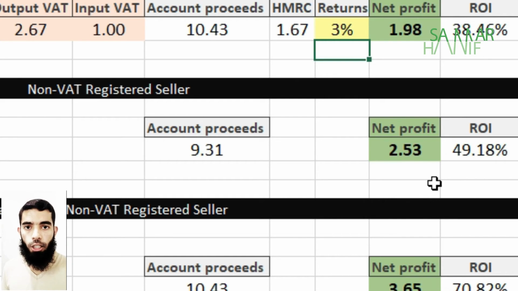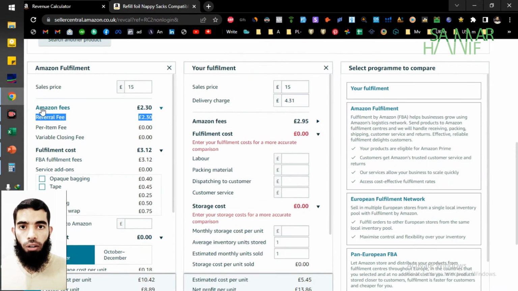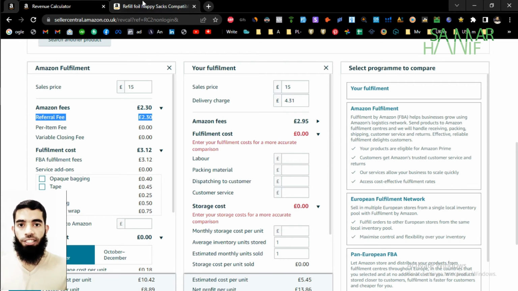Okay guys, I have taken care of almost all the necessary factors in this calculator. It gives you fairly accurate estimates of the profit. Always do your own due diligence before investing in any product.